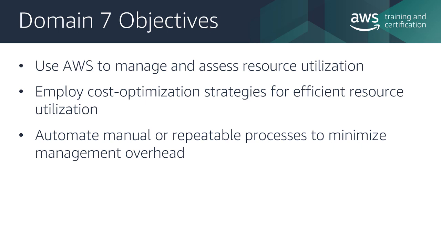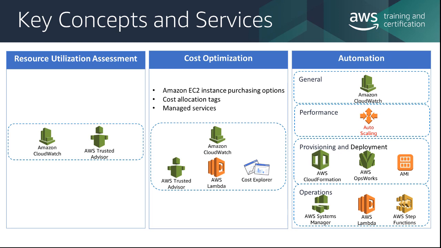You need to make sure that we take care of cost optimization strategies, as well as making sure you're optimizing all of these manual, repeatable processes in order to minimize management overhead. There are a lot of services in play when you talk about automation. Many of them we've already talked about. CloudWatch, Trusted Advisor is an important one that's going to be a key element to let you know about limits and certain types of optimization strategies.